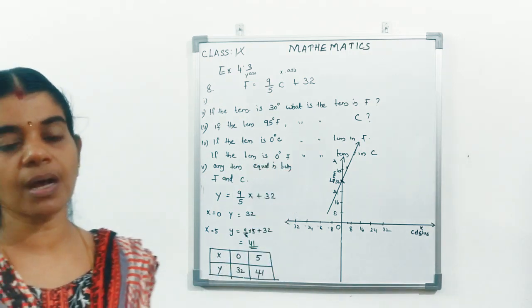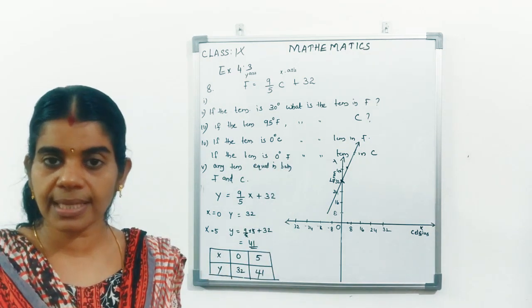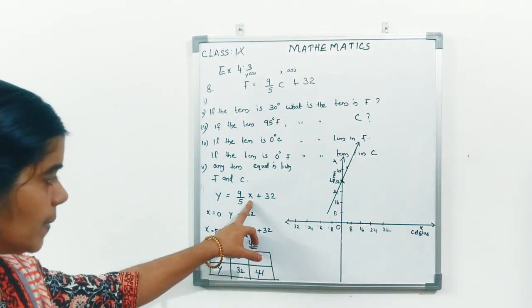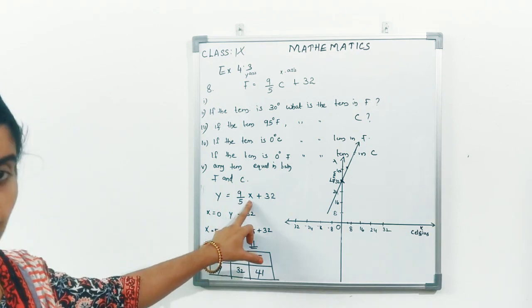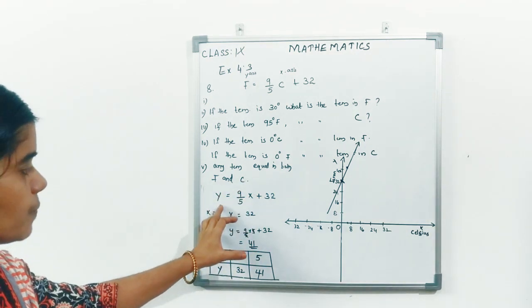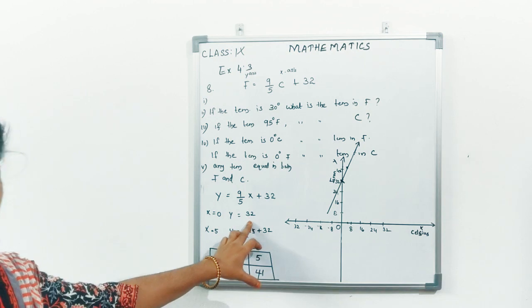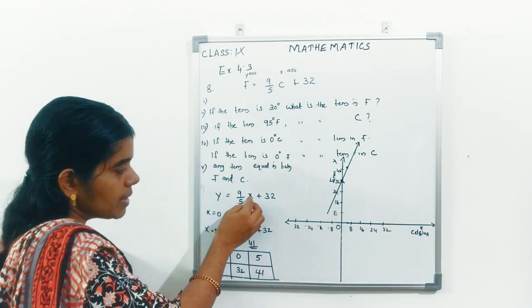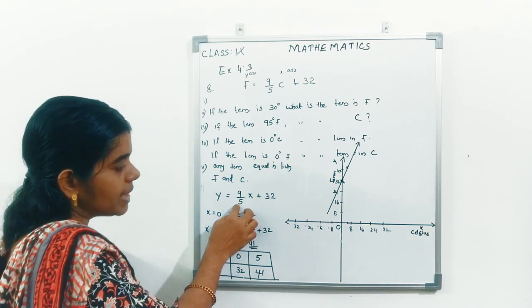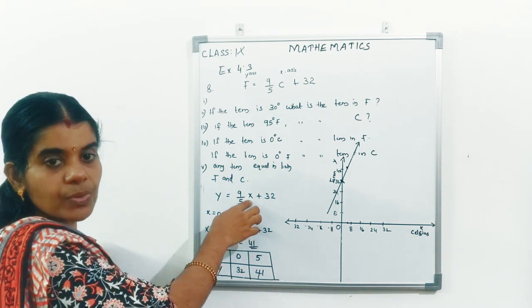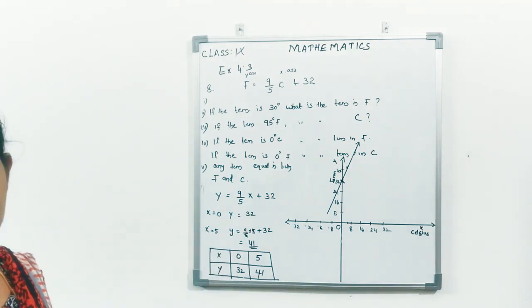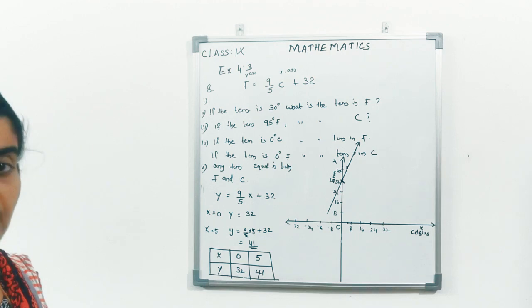Then, as usual, the way you find the solution, you can find it that way. First I give x is equal to 0. Then 9 by 5 into 0 becomes 0. Therefore y is equal to 32. When you are selecting the values of x and y, give x as multiples of 5, then it will cancel and you will get whole numbers as the answers. Otherwise you will get fractions, and it will be difficult to locate and mark them on the graph.